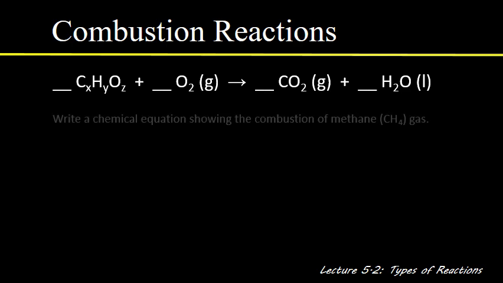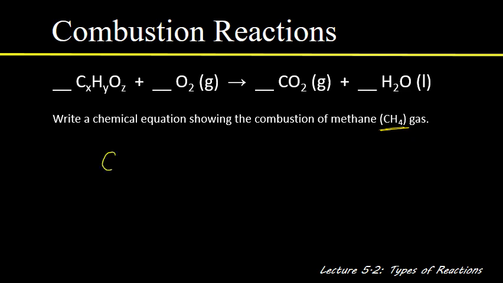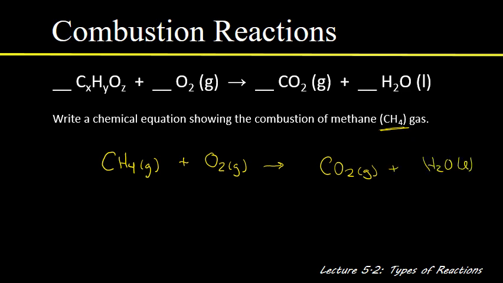Let's look at combustion of methane. If we're asked to write a chemical equation for the combustion of methane, we can start with methane, which is CH4. Because it's a combustion reaction, we know that we have to react it with oxygen gas, and we know that the products are always going to be CO2 gas and water.